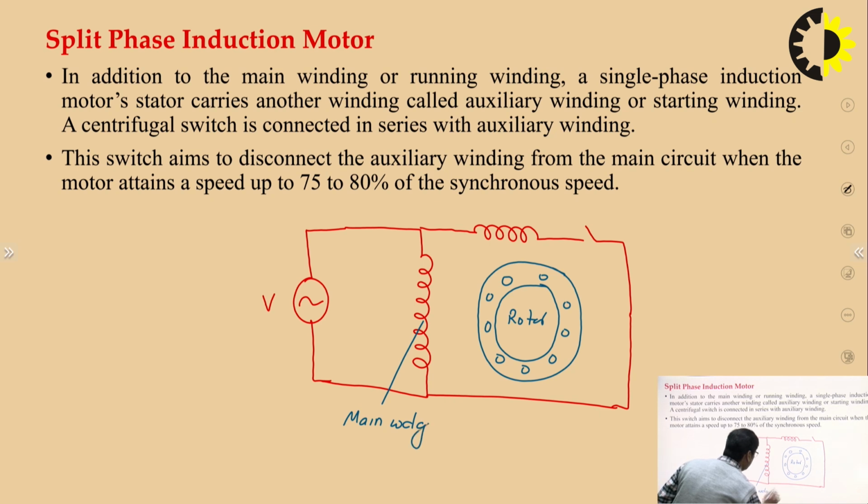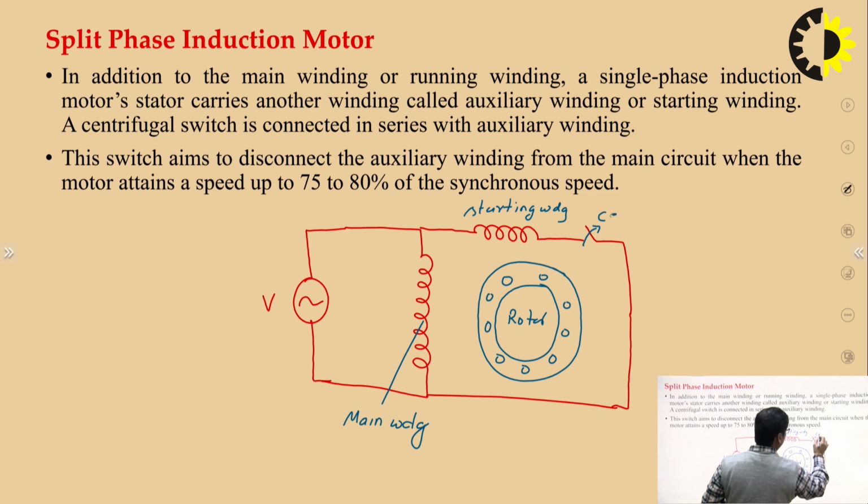Main winding, auxiliary winding or starting winding. You can say it's a starting winding or auxiliary winding. This is the switch, we call the centrifugal switch. So main winding and auxiliary winding.